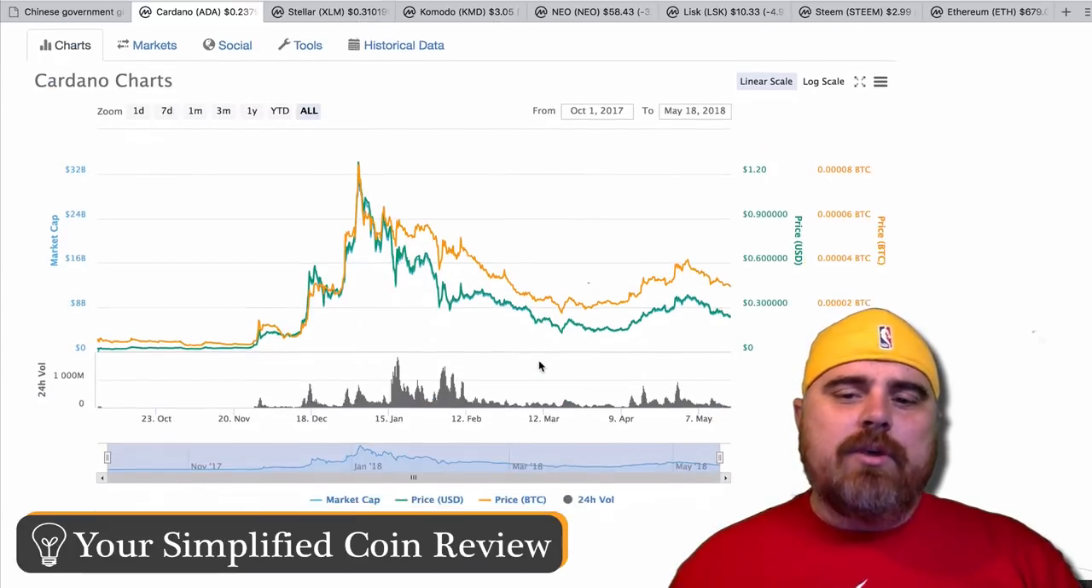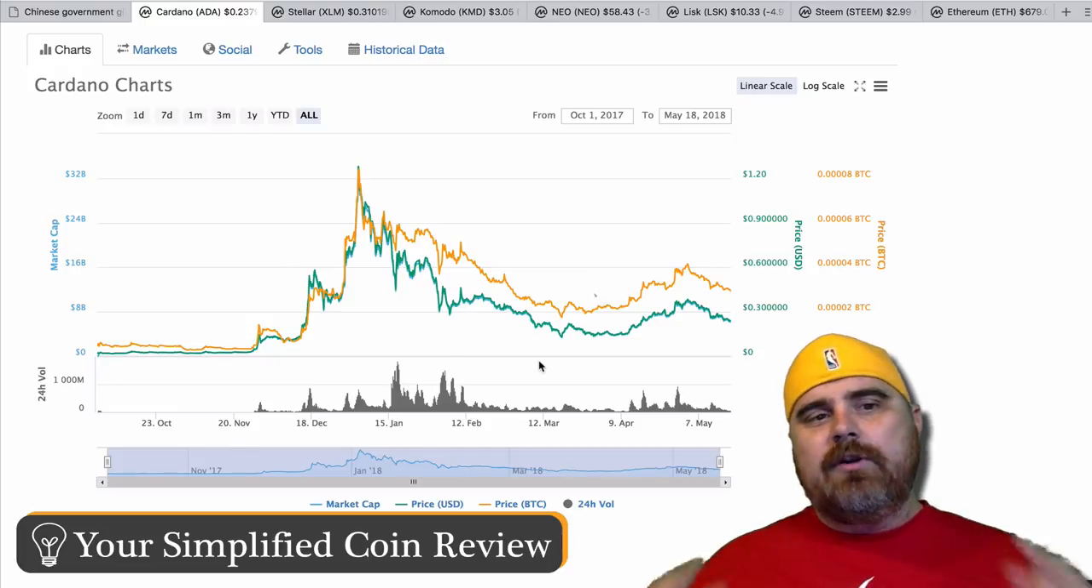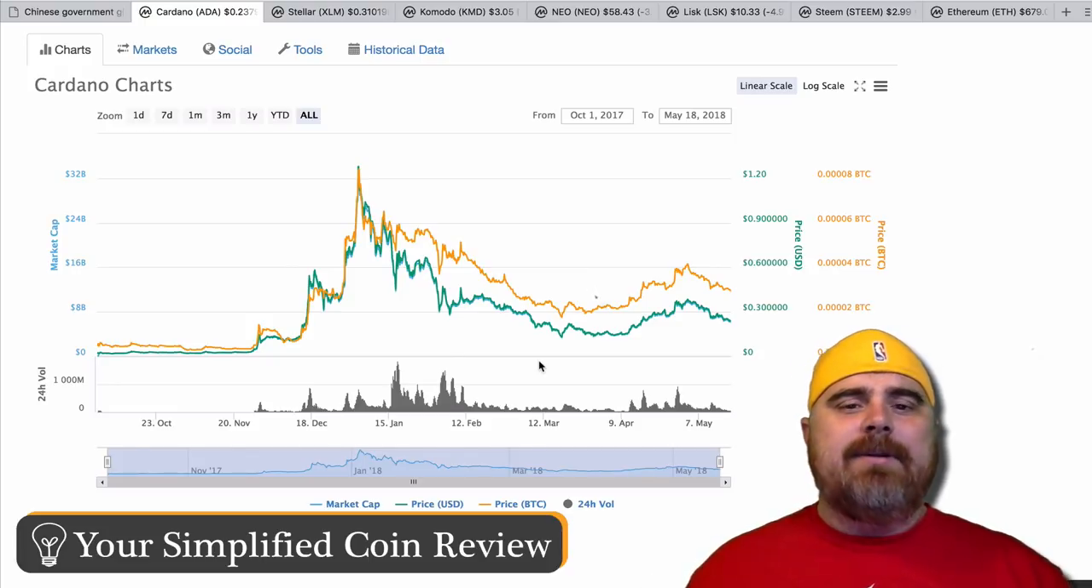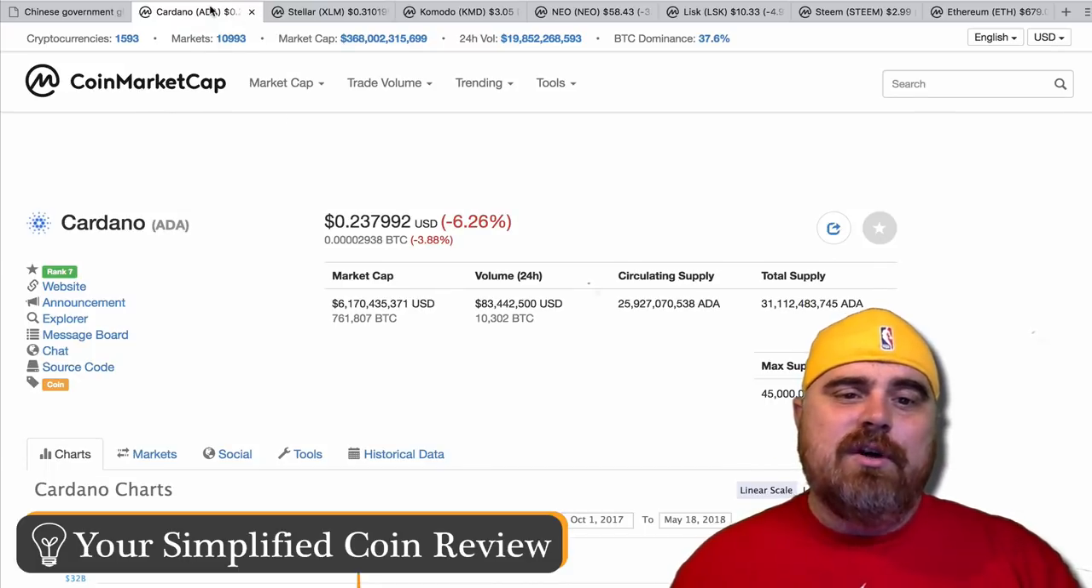So we like Cardano. We think it's a very scientifically based coin, and that it has a lot of potential, especially for where the price is. Right now, it's only 24 cents or so. I think this is a steal right now where it's at.